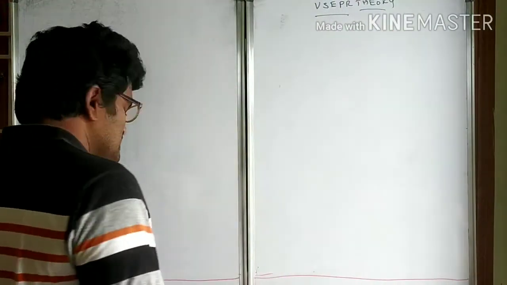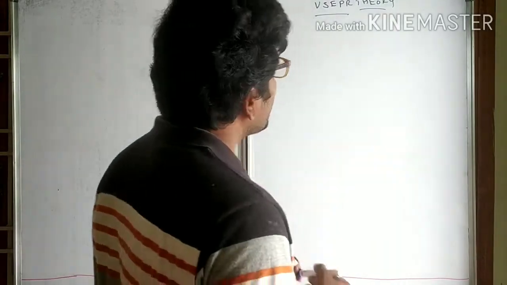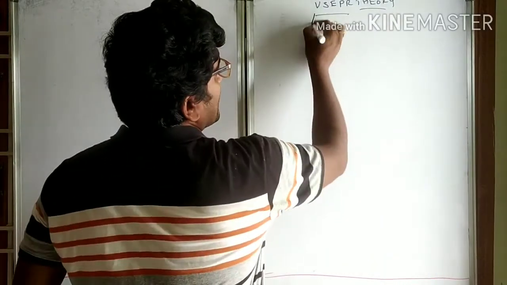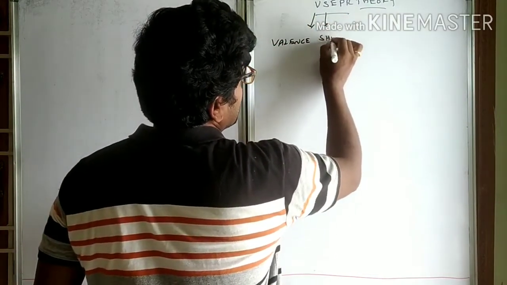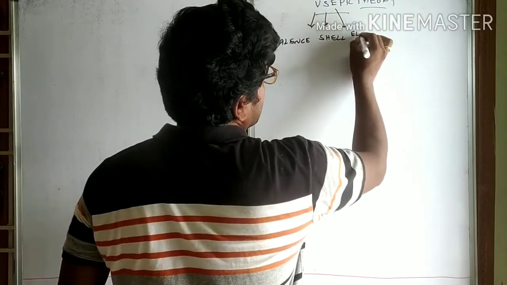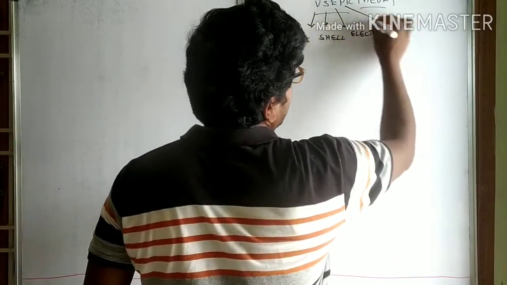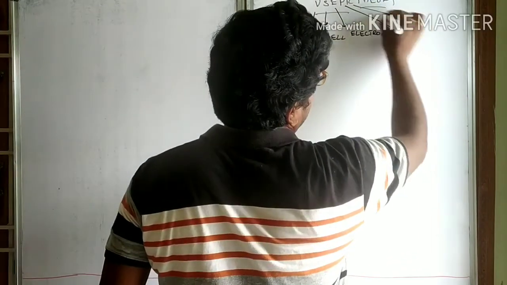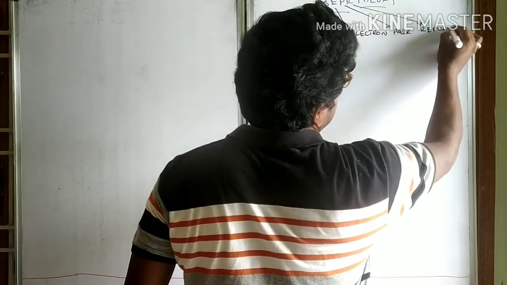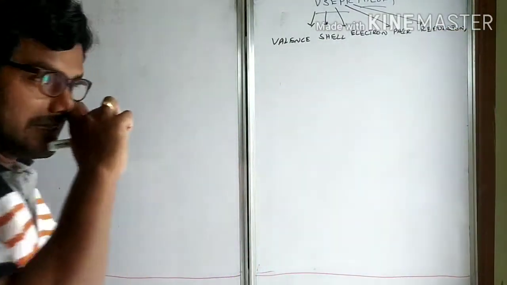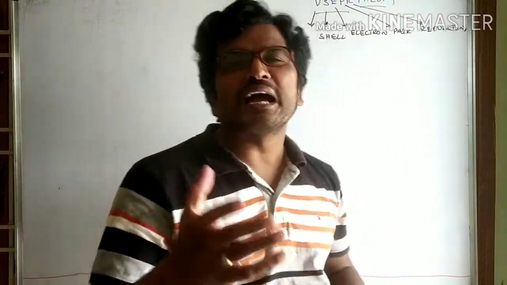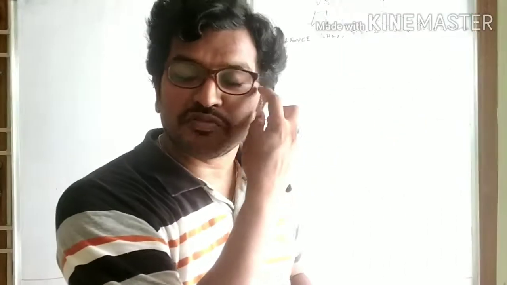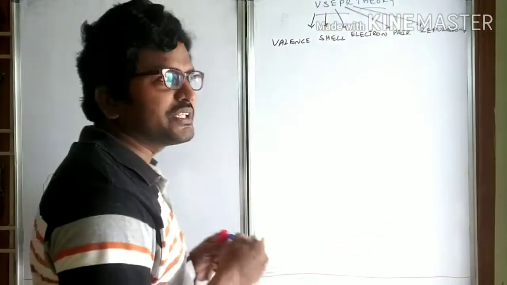This VSEPR Theory is an extension of hybridization. According to this theory, VSEPR stands for valence shell electron pair repulsion theory. Basically, by using hybridization, we can identify the structure of any molecule. But there are some molecules whose structure you can't explain by using hybridization.